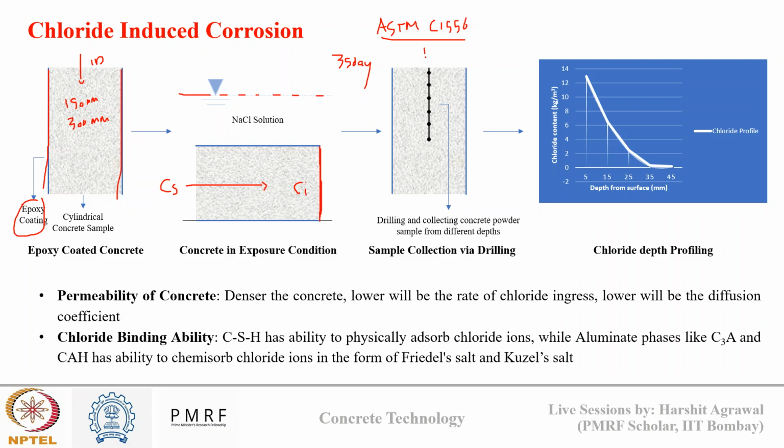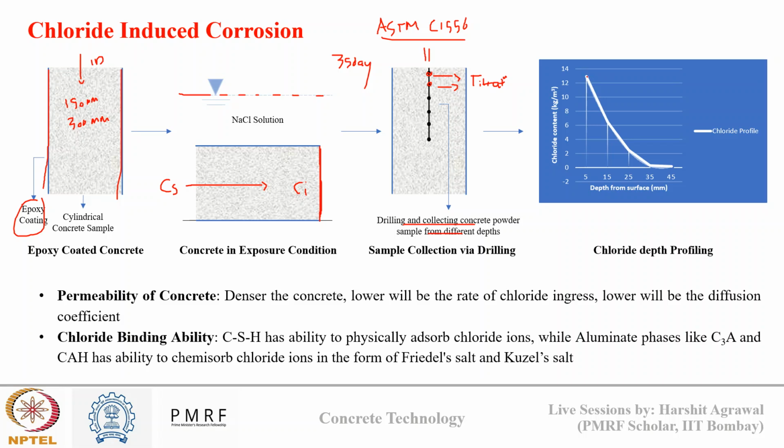I will use a rotary drill. I will drill the concrete and collect concrete powder from different depths. Then from this concrete powder I will estimate the chloride content using titration analysis. Titration analysis is done to calculate how much chloride is there in the powder that we have collected.